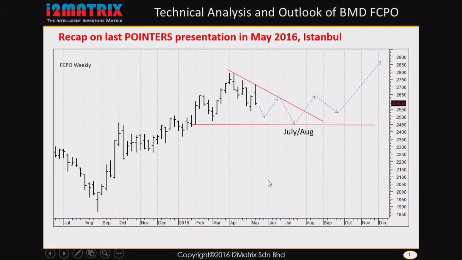If you look at the chart, this was the price forecast that I made. And I remember that the price was due for a correction because the price had already gone up nearly 2,800 ringgit by April this year.